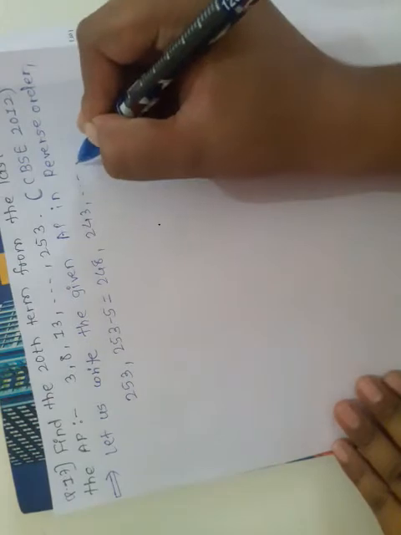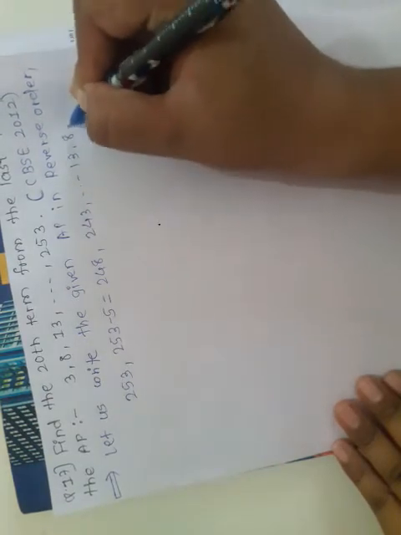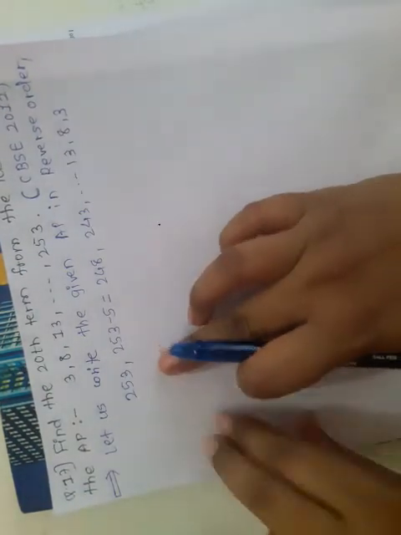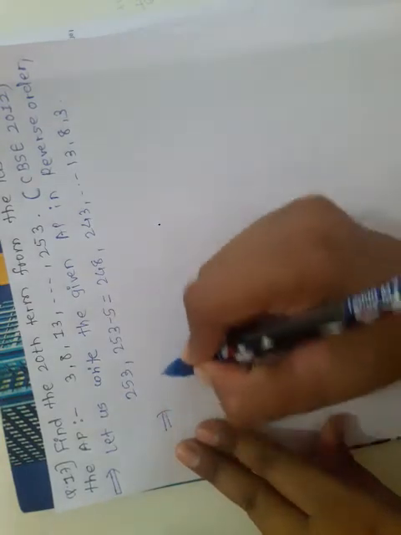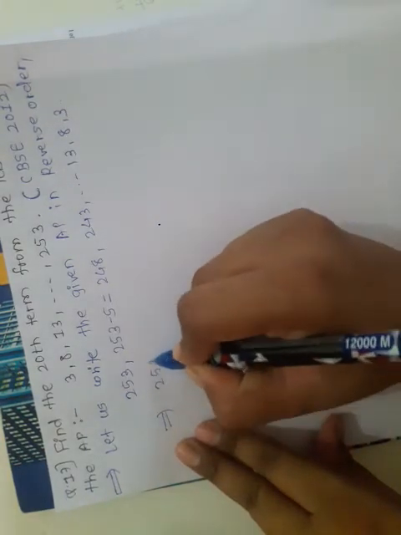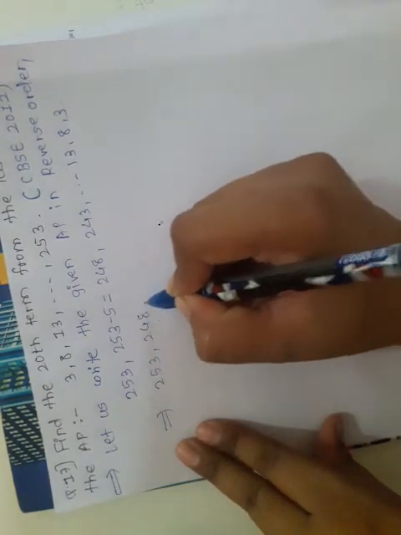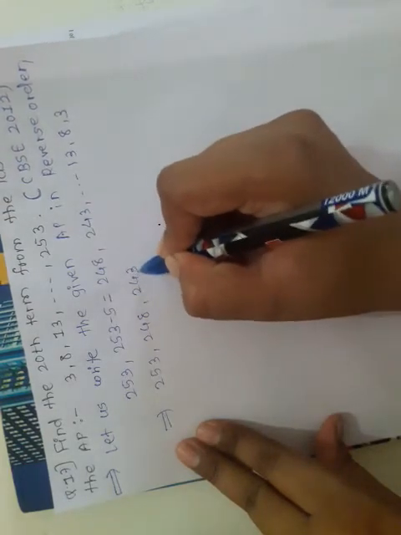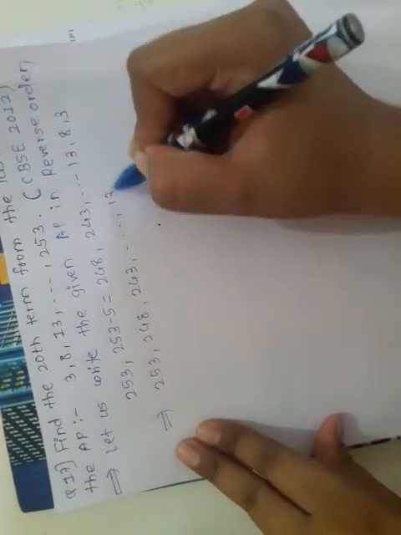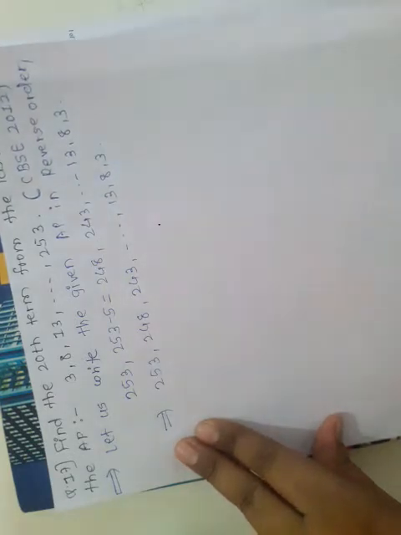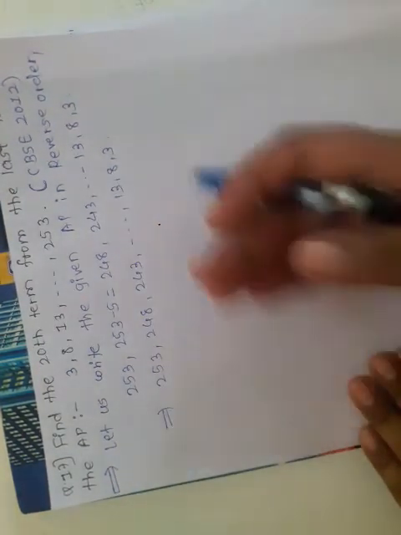Like this we get the AP ending with 13, 8, 3. Write it in a specific manner: 253, 248, 243, dash dash dash, 13, 8, 3. This is our given AP here. Now write down all the given things.